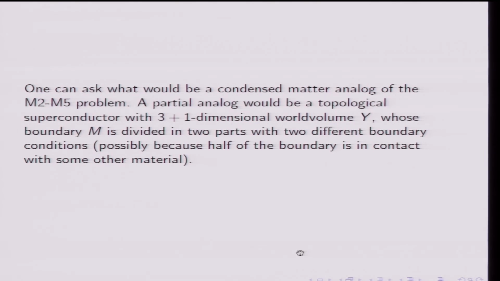Well, not only you can, but condensed matter physicists do. So a partial analog, at least, would be a topological superconductor in 3+1 dimensions, whose boundary is divided in 2 parts with 2 different boundary conditions. How could you divide the boundary? So you have a solid piece of lead, but you want the boundary conditions to be different on two parts of the boundary. How do you do that in the real world? Well, you let one part of the boundary be exposed to the vacuum, while the other part is in contact with some other material, maybe copper or something.